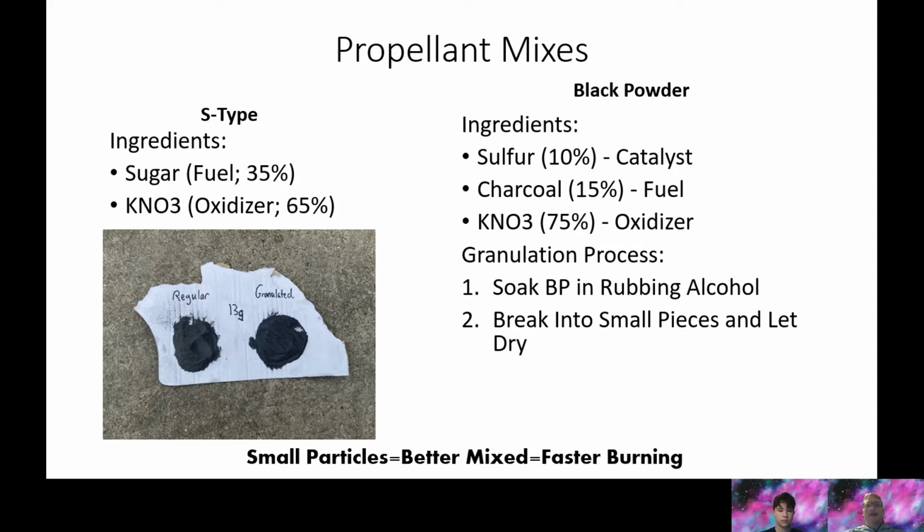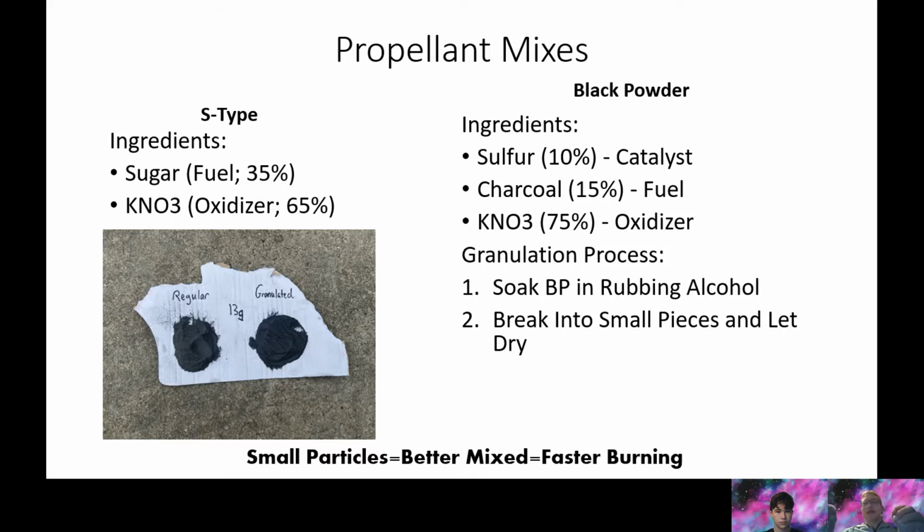Let's talk about propellants. S-type is just a fancy name for sugar. In this propellant, sugar is the fuel, and potassium nitrate is the oxidizer. Sugar is what actually burns, and potassium nitrate provides the oxygen for it to burn. Now, in black powder, sulfur is the catalyst, charcoal is the fuel, what actually burns, and potassium nitrate is going to be what provides the oxygen.